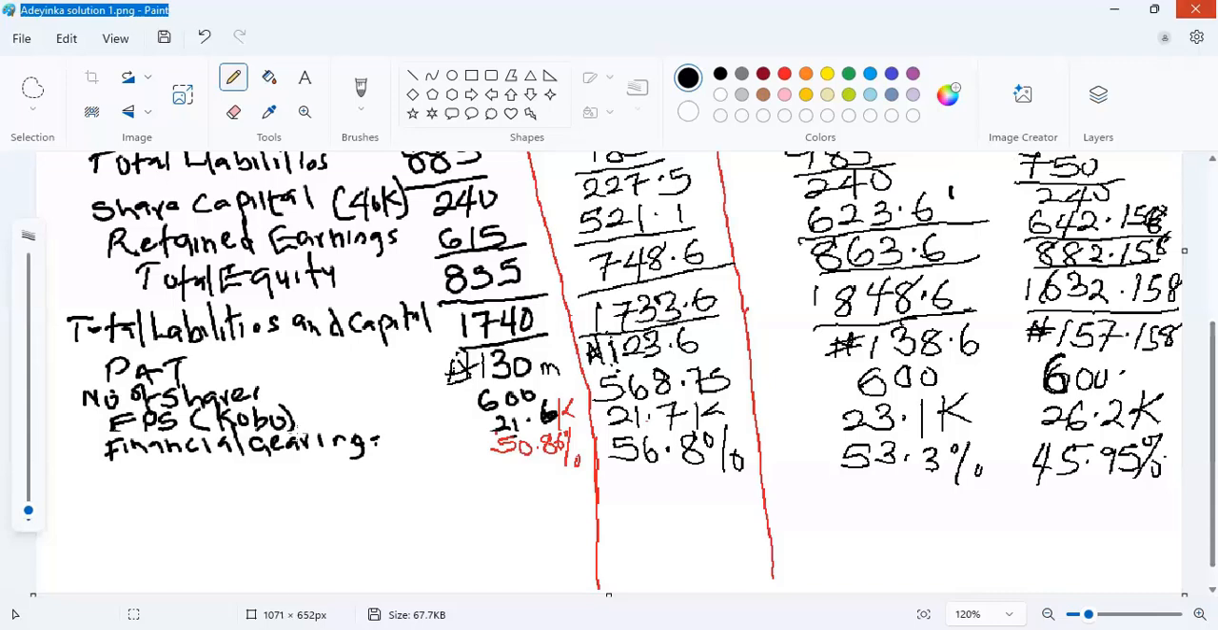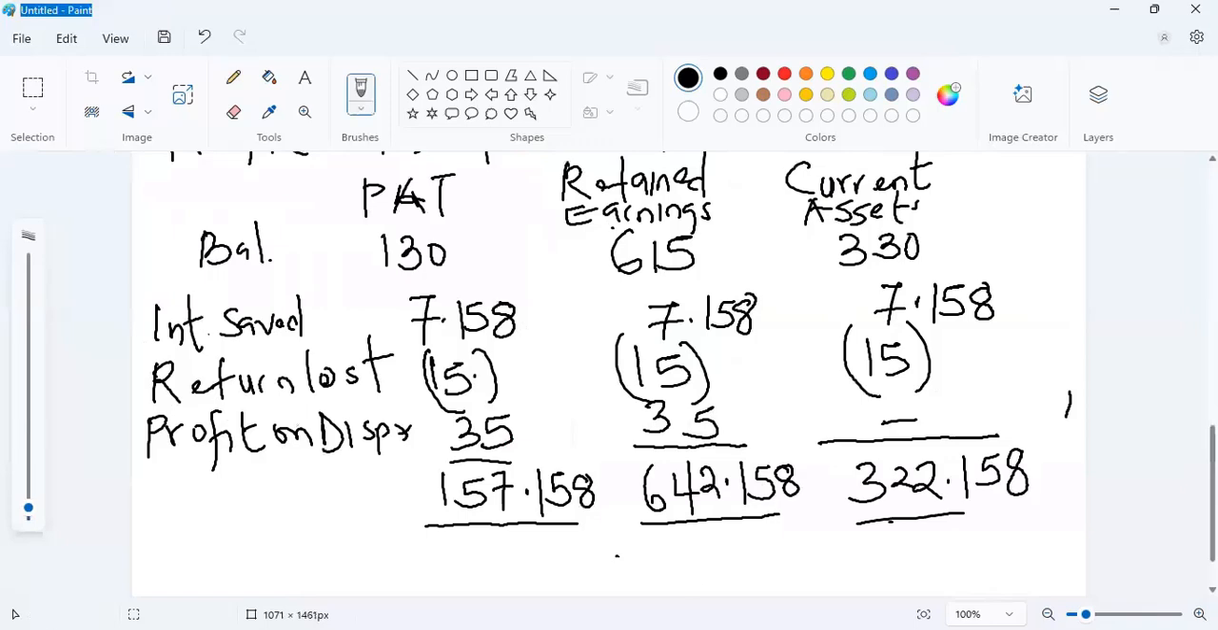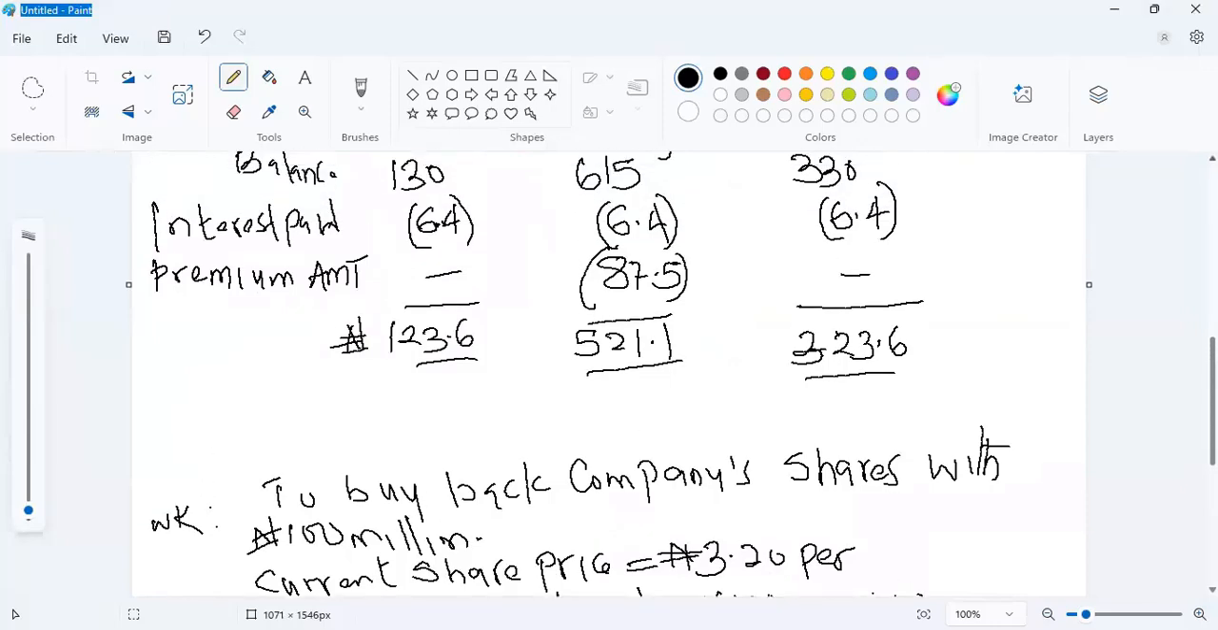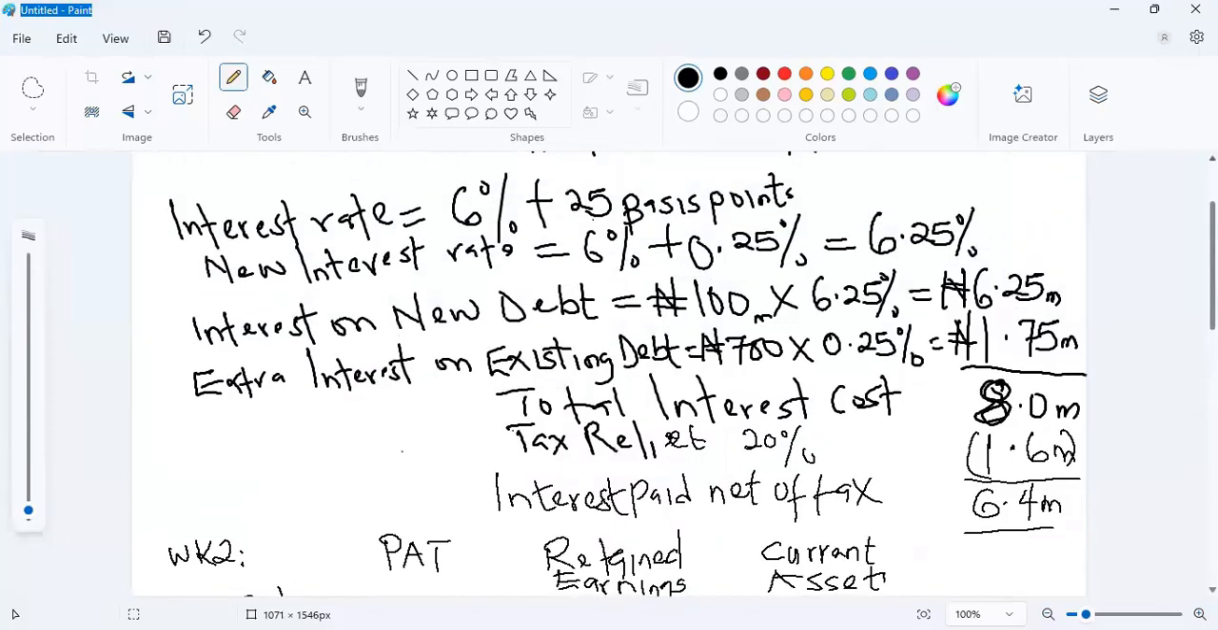Okay, sir. That's why we are not adding that money to our current asset. It has been used to repay our debt.